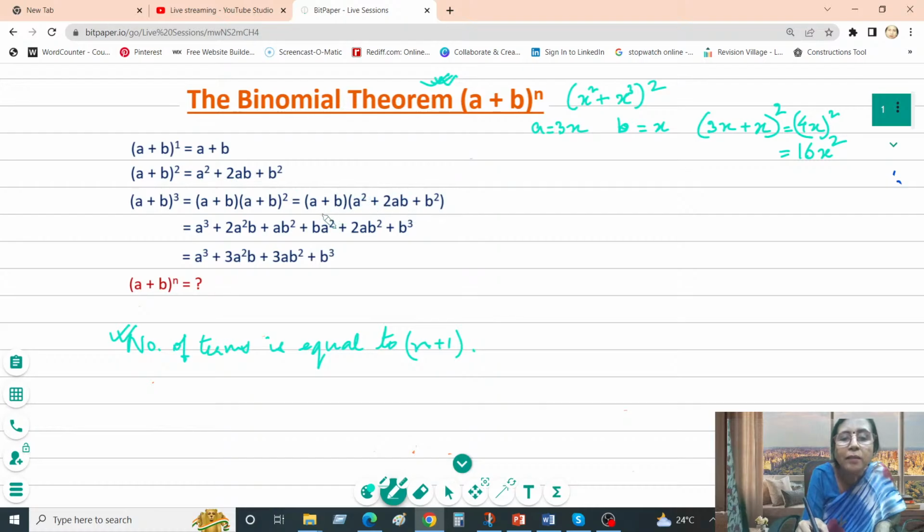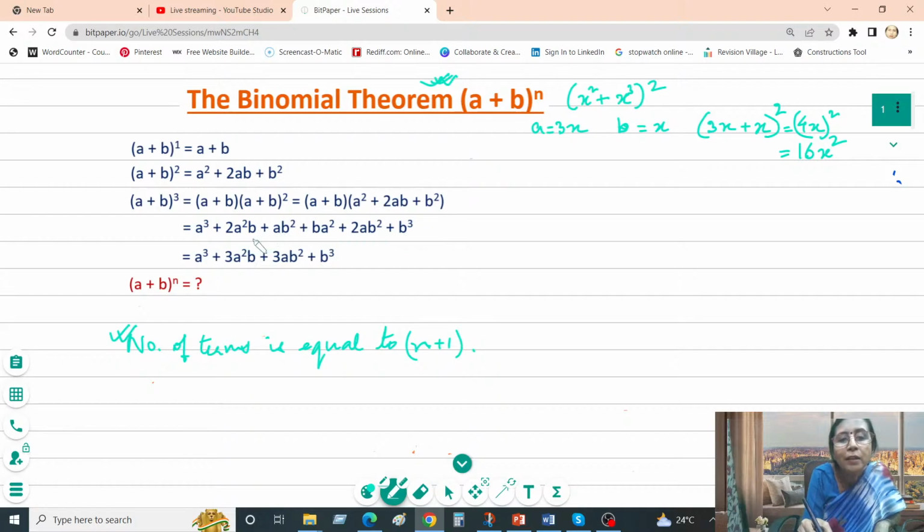Next we will be multiplying. A times a square is a to the power of 3 plus, and see, because there is this plus sign in between, we are having all positive terms. a times a square is a to the power of 3 plus a times 2ab is plus 2a square b plus a times b square is plus ab square. Okay. Plus b times a square is plus ba square plus b times 2ab is plus 2ab square and plus b times b square is plus b cube.